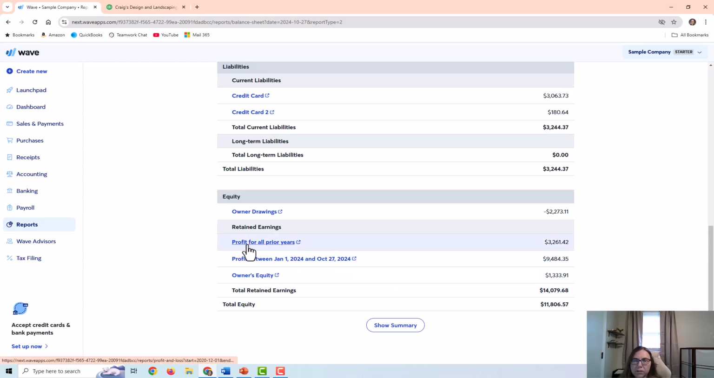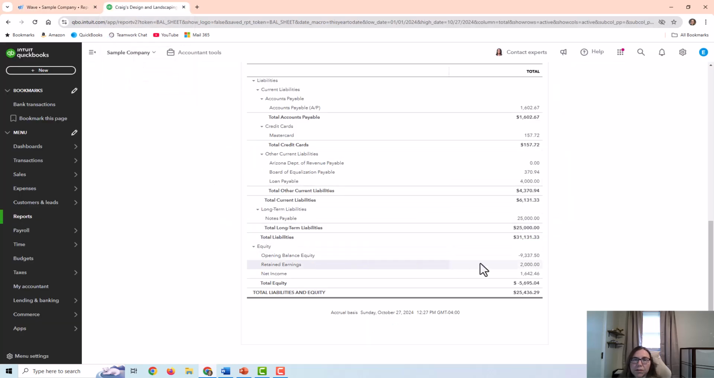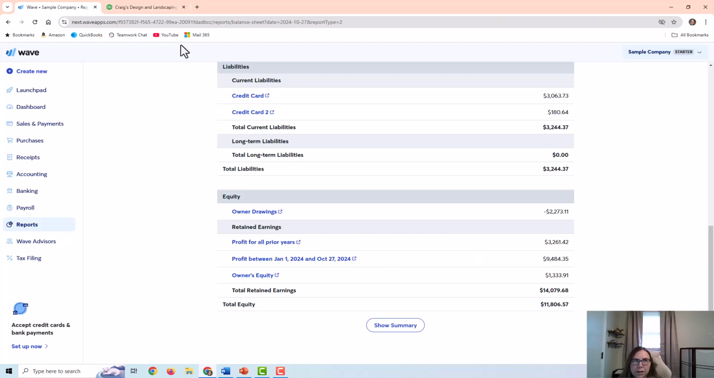And this looks a little different than QuickBooks. Here's the owner draws as a separate line item. That would have been a separate line item in QuickBooks if there were any draws, but in this particular sample company, there just weren't any. And then you've got profit for prior years, which is technically retained earnings, profit for the current year, and then owner's equity is in here also, which I would say represents the owner equity investments, versus owner taking money out up here under draws.